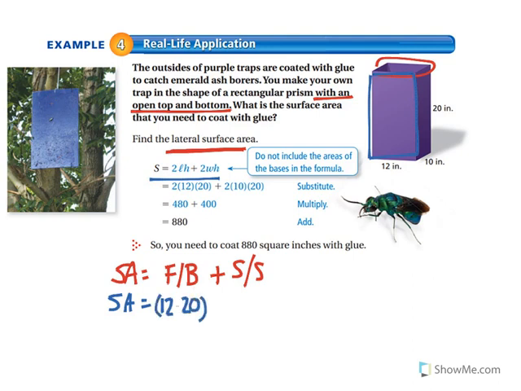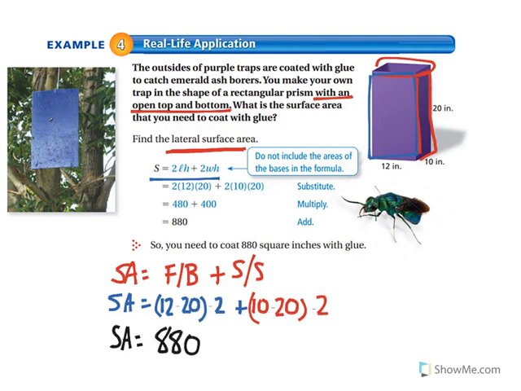Keep in mind, though, there's 2 of them, right? And then plus my 2 sides, which we're going to say are 12 by 10, because they have it on both sides. So I'm going to have 20 by 10. And then keep in mind, all of this is going to be times 2, because there's 2 sides. I plug the information into my calculator, and I'm going to get 880.